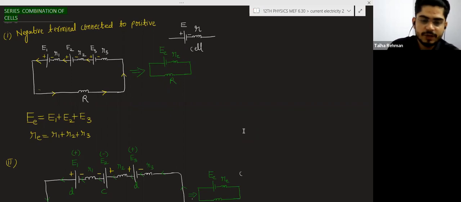And what is the meaning of C and D here? D for discharging, C for charging. So I am writing here, D is for discharging, and C is for charging.